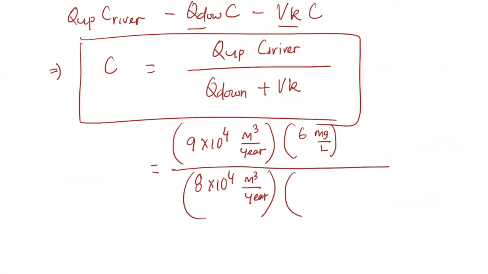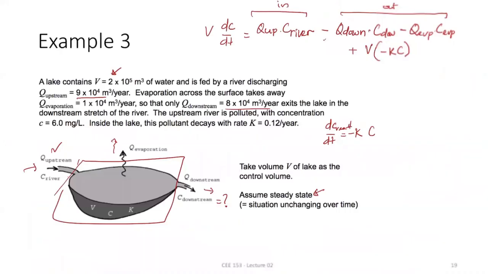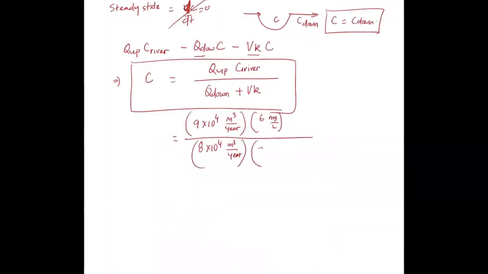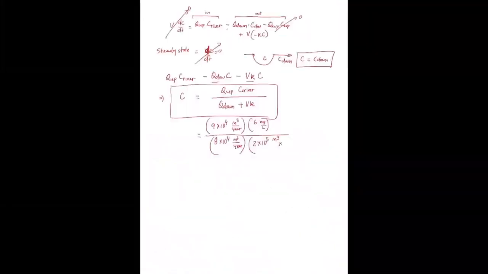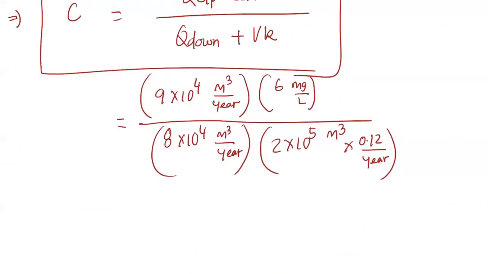And then the volume of the lake. It's given: the volume of the lake is 2 times 10 to the 5 meter cube. And the rate, which is the reaction term, is 0.12 per year. Okay, so I'm just going to write that. 0.12 per year.